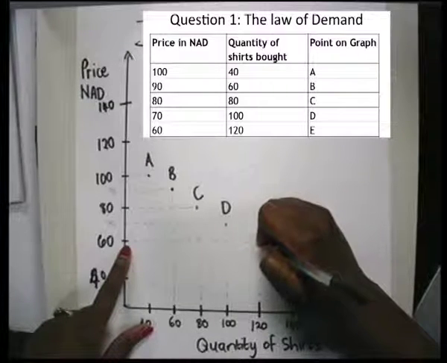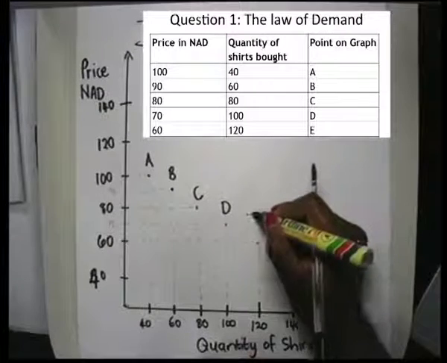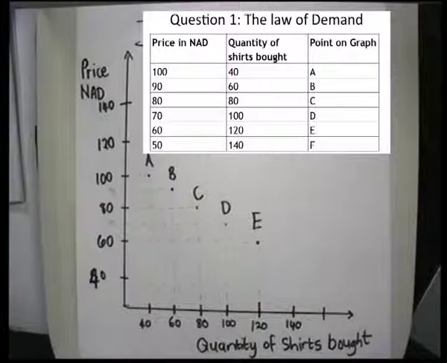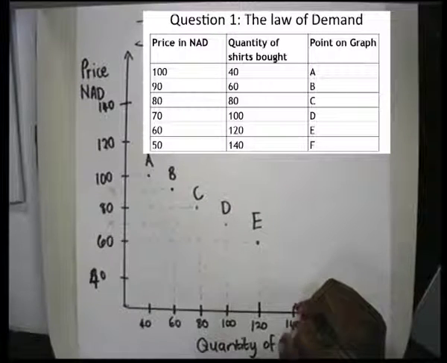And then we just mark it with a dot. And then this we call E. And then point F, that's where the price in Namibian dollars is 50 and the quantity of shirts bought is 140. So we know it is here. So it's 140 at a price of 50.